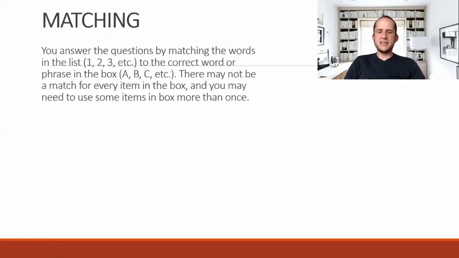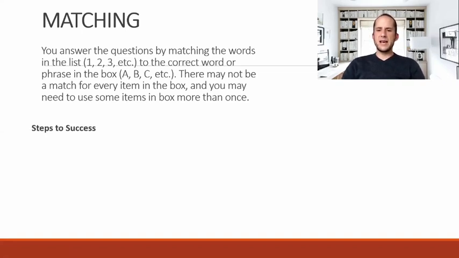And the next task type is matching. So what you get is basically you get words in a list, and they're numbered 1, 2, 3, etc. And then you get words in a box. So basically you have to match across 1, 2, and 3 with A, B, and C. And sometimes what happens is that you might get more in the A, B, and C than there is actually to match with 1, 2, and 3. And that's fine. You won't have to use all of them. Or alternatively, you might need to use some of them more than once. So it really depends on how the question is phrased.